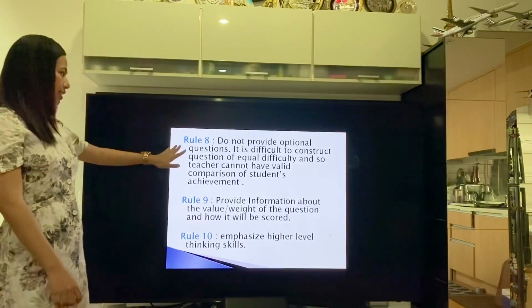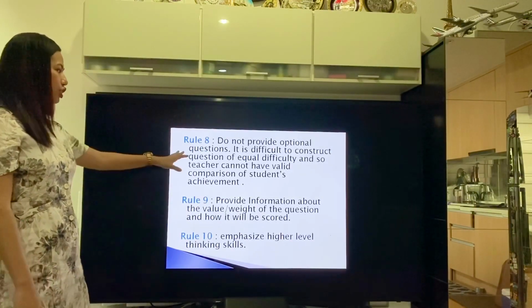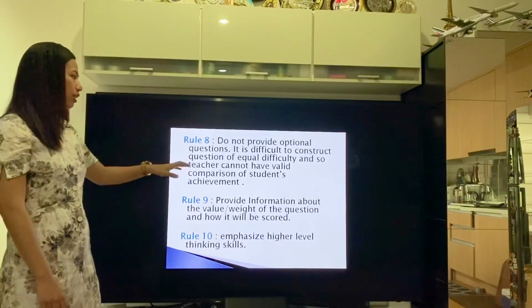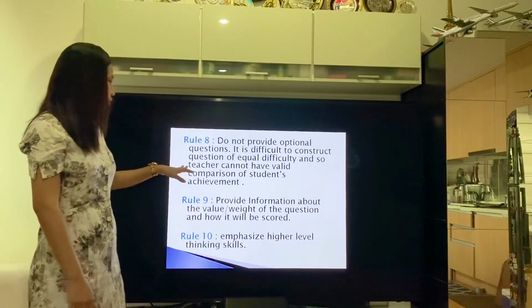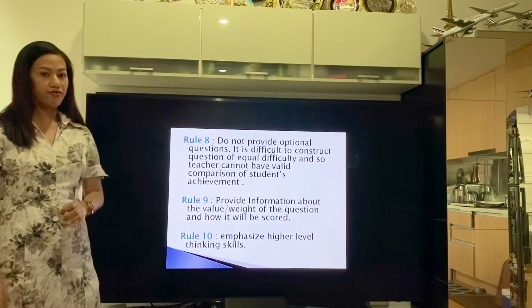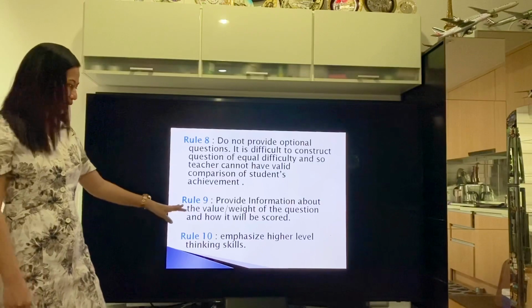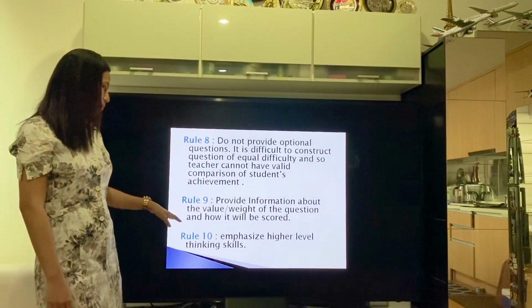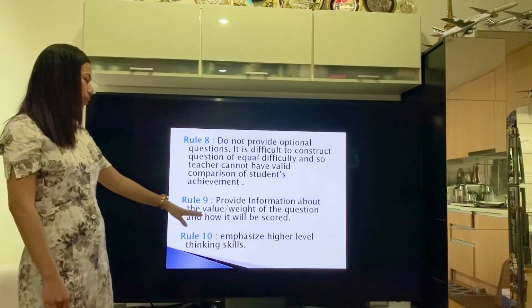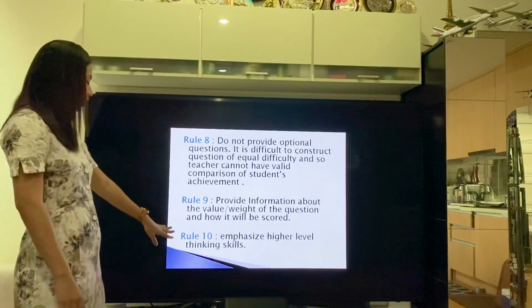Rule number 8: Do not provide optional questions. It is difficult to construct questions of equal difficulty, and so the teacher cannot have a valid comparison of students' achievements. Rule number 9: Provide information about the value, weight of the question, and how it will be scored.